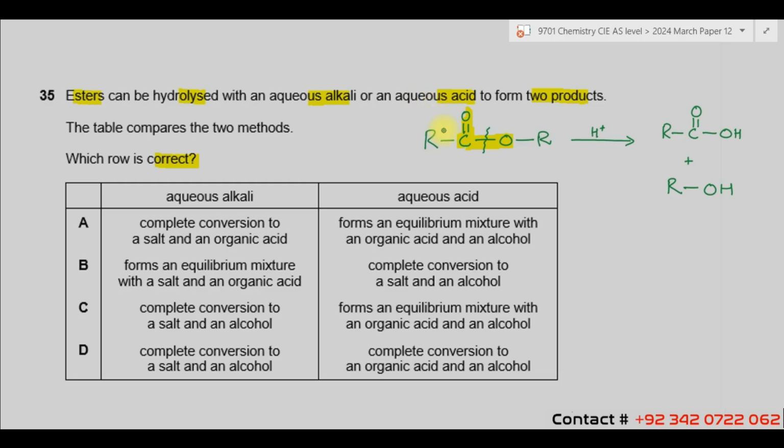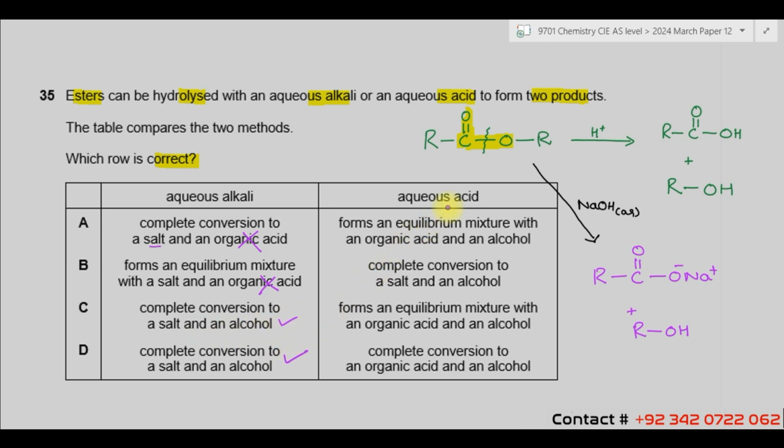We can also do hydrolysis by aqueous alkali. The carboxylic acid part changes to sodium salt. And other side is still alcohol. Alright, so let's see, with aqueous alkali we have complete conversion to a salt and organic acid? We have a salt and alcohol. Forms an equilibrium mixture with salt and organic acid? Again we have alcohol. Complete conversion to a salt and an alcohol.